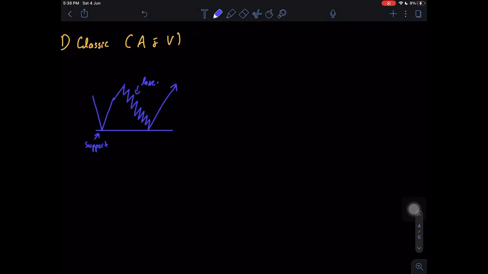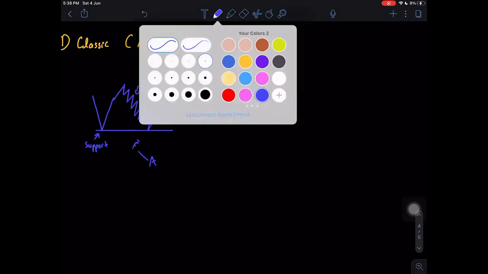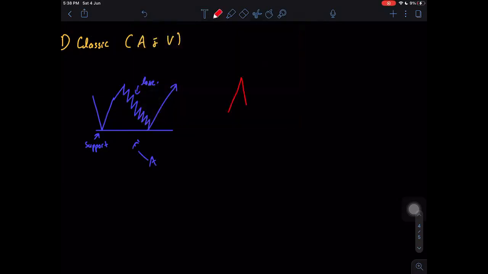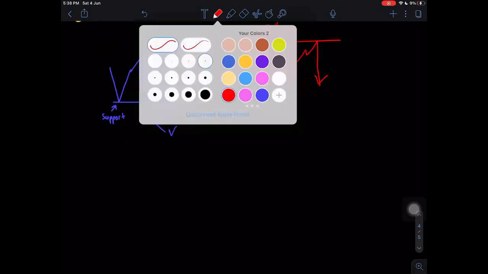And then of course you have resistance. So this is the A, and resistance looks like a V. I'm sorry, this is the V, and of course resistance looks like an A. Okay, and what you have to do is basically draw this up there. Boom. So this is an A.